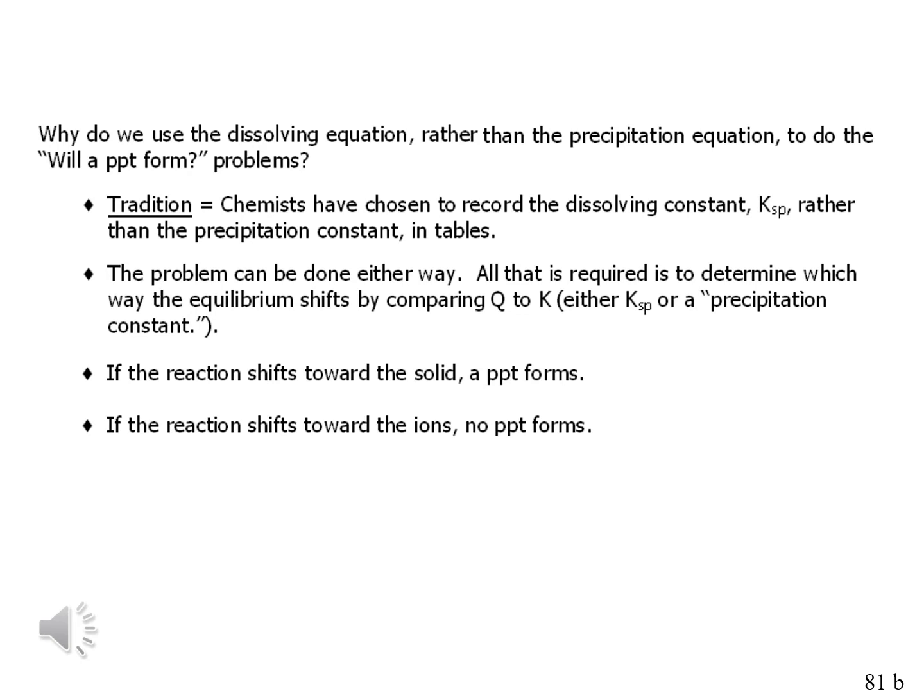And the truth of it is, you can do this problem either way. If you wrote the dissolving equation backwards so that it was precipitation, as long as you had a K for it, all you want to do is know, are you going to shift towards the solid or the ions? It doesn't matter what side they're on. So you could use either one.